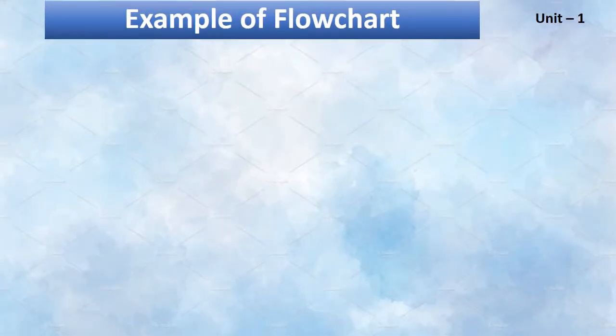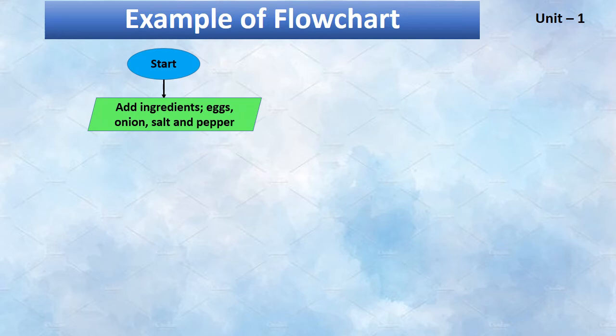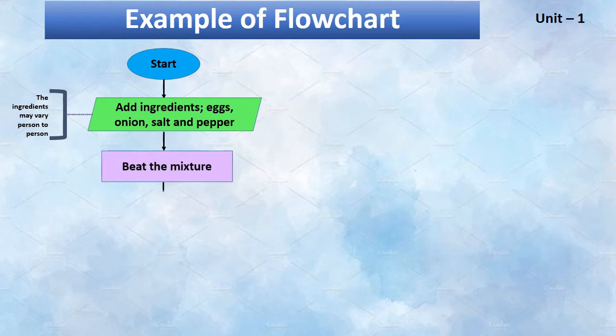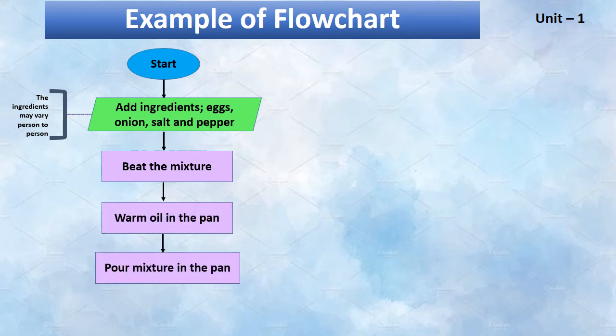I'm taking an example of flowchart from Journal Life. After learning unit number 2, we will move towards the professional flowcharts. Let's cook an omelette. The first step would be to start with the terminal symbol and the next to add ingredients. The ingredients may vary from person to person. The next step would be a process: beat the mixture, warm oil in the pan, pour mixture in the pan, and now what would I do?